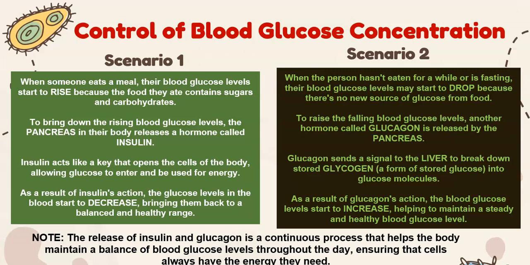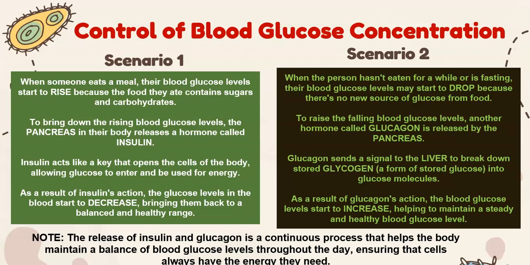Now, in the second scenario, when someone has not eaten for a while or is fasting, the level of glucose in the blood may start to drop because there's no new intake, no new supply of glucose from food. Now, to raise the falling blood glucose level, another hormone called glucagon is released by the pancreas. Glucagon sends a signal to the liver, which actually holds a store of a form of glucose called glycogen. Glycogen is a storage form of glucose in the body of animals.